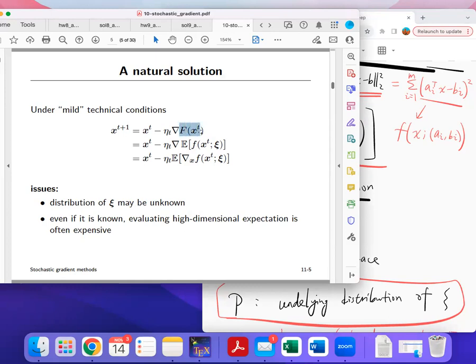Now this f function is the expected loss, right? F takes such an expectation form. So we want to take the gradient of this expected loss. And then under some mild conditions, we can swap the gradient and expectation. So it is the expected value of this gradient. So basically, we evaluate the gradient for every data sample C, and then we take the expectation over C.